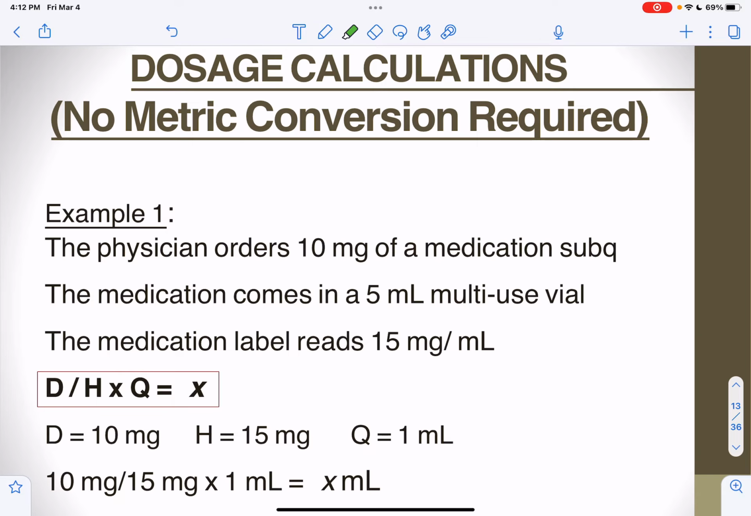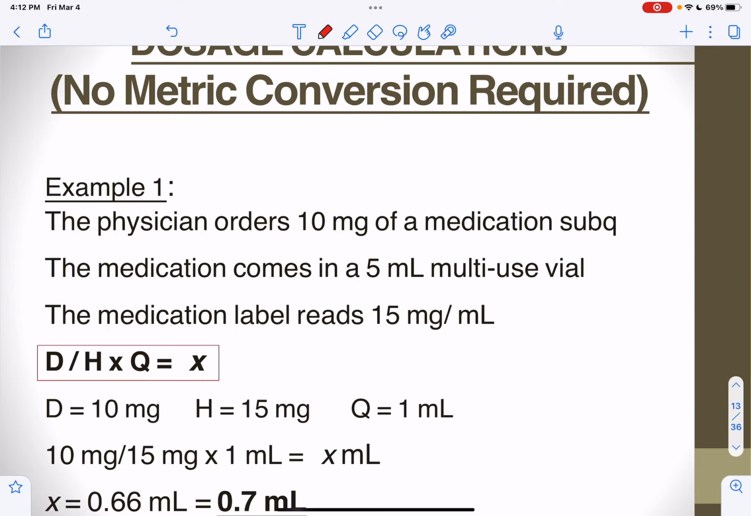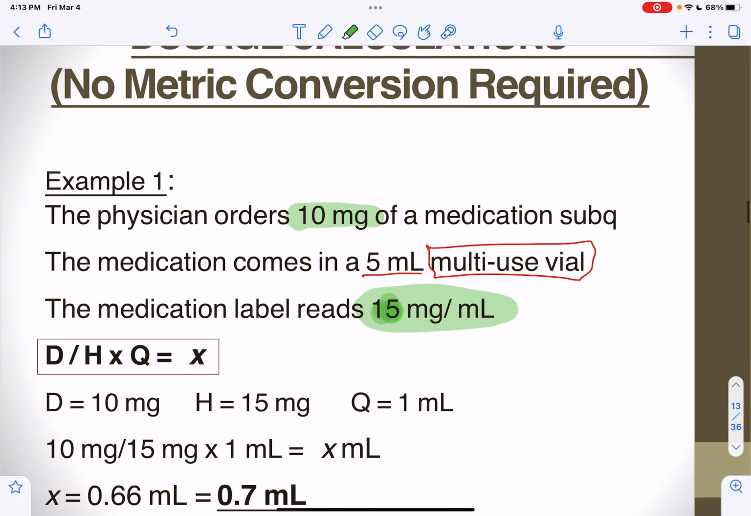So if we don't need to make any metric conversions, this is how we're going to do our dosage calculations. So the physician has ordered 10 milligrams of a medication to be given subcutaneously. And the medication comes in a multi-use vial. Okay, so this is important to note. It's 5 mLs total. And the label reads 15 milligrams per milliliter. Okay, so that's a different amount than what was ordered. So we're going to need to make a calculation to know how much of this to inject subcutaneously into the patient, right?